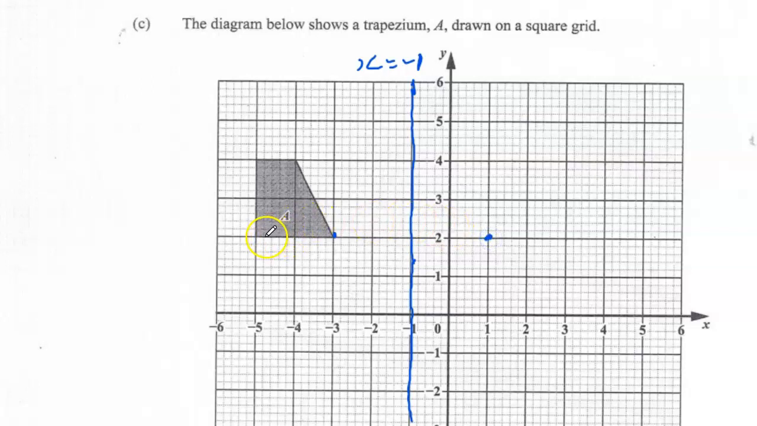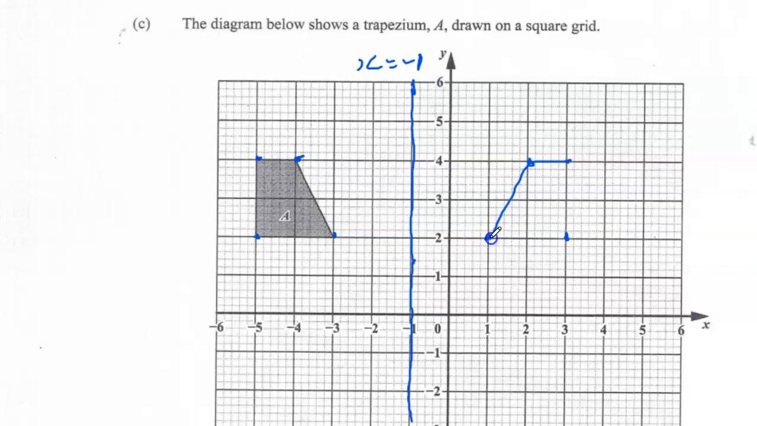This vertex from the line x equal negative 1 is 4 units away. So the image will also be 4 units away. This vertex, how far is it? 1, 2, 3 units away. So 1, 2, 3 units away. And then this vertex, 4 away. So this will end up here. All right, so this is our image, A image.